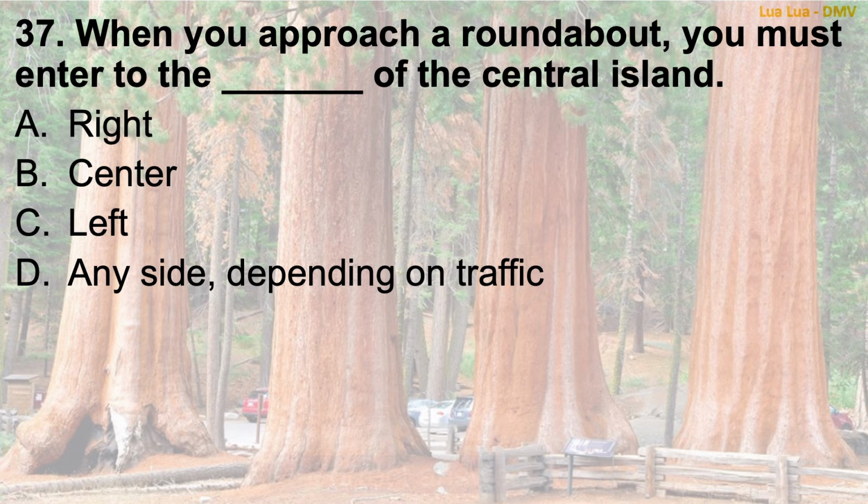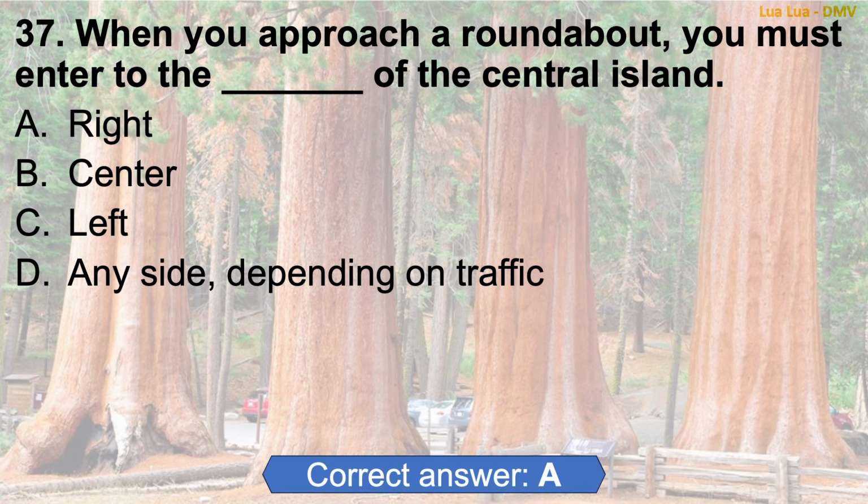Question 37. When you approach a roundabout, you must enter the blank of the central island. A. Right. B. Center. C. Left. D. Any side depending on traffic. The correct answer is A. Right.